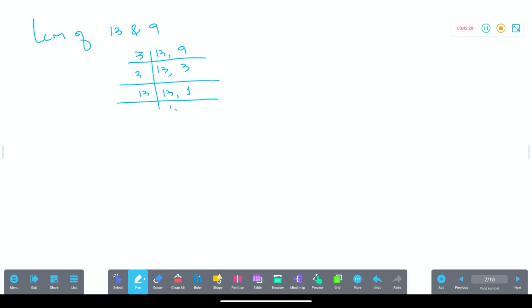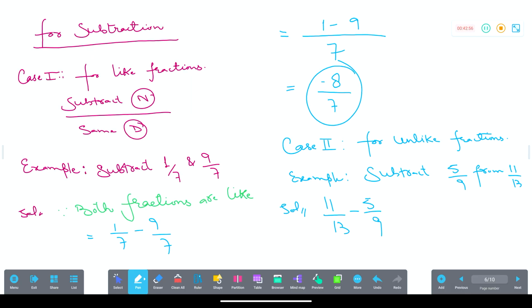Now what is the LCM? 3 into 3 into 13, 3 threes are 9, into 13. 13 into 9 is 117. So this is the LCM. Now our next task is to make the denominators of both unlike fractions the same. Here 11 by 13 and 5 by 9. I have to make 13 equal to 117 and 9 equal to 117.